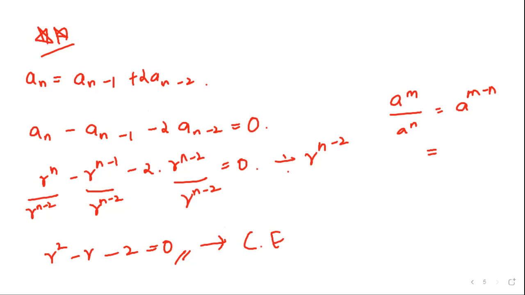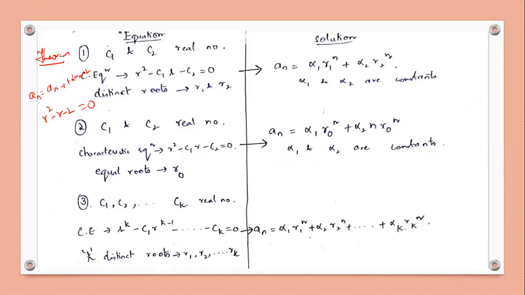Now, once you get the characteristic equation, depending upon the roots, we will be choosing our theorems. If the roots are distinct, what does distinct mean? We have two different roots, r1 and r2. Then our general solution will be given as a_n = alpha 1 into r1^n plus alpha 2 into r2^n, where alpha 1 and alpha 2 are constants. If you have initial conditions, then you can even find the values of alpha 1 and alpha 2 by using the substitution methods that you have already studied.